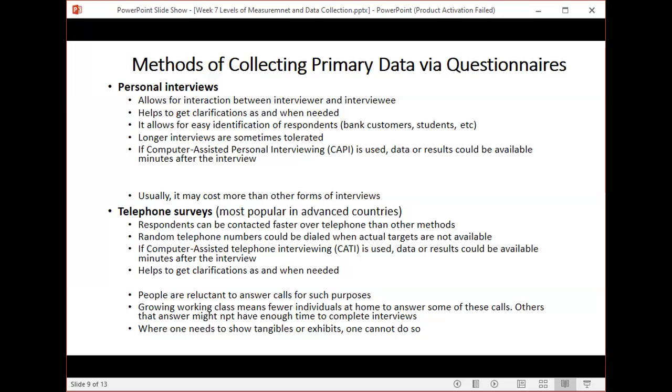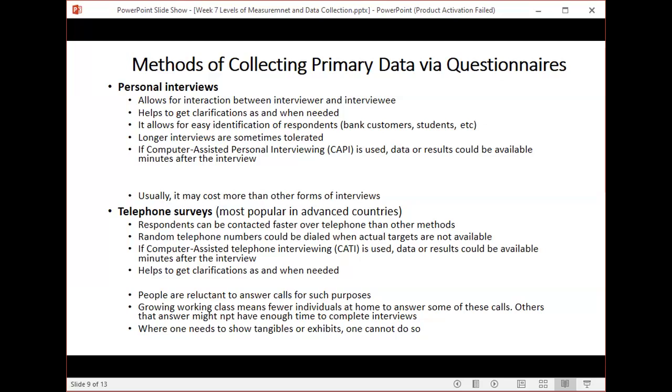And these days, we use what we call the computer-assisted personal interview. We call that CAPI. The one where you go with your tablet or your phone is called CAPI, computer-assisted personal interview. By the time you are done, data and results are already available. Before, it was paper. I think last week I spoke to you about some of these. But these days, we are moving away from all the paper things, and we are more using the computer-assisted personal interview.